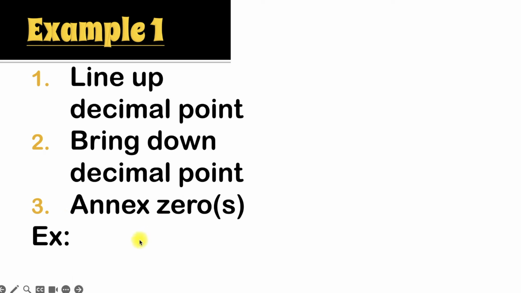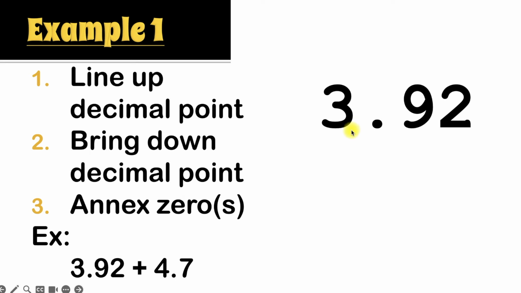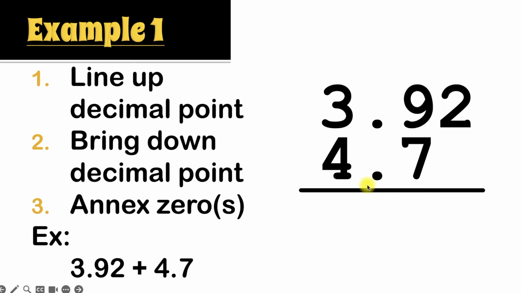Here's the example itself. 3.92 plus 4.7. Let's start by writing 3.92, and then we're going to write 4.7, but remember to line up that decimal point, because when the decimal point is lined up, it lines up our place values. So first, let's put the decimal point directly under the decimal point in the question. So we'll put the decimal point right here. And since we have a blank spot, we can annex a 0. So let's put a 0 here.